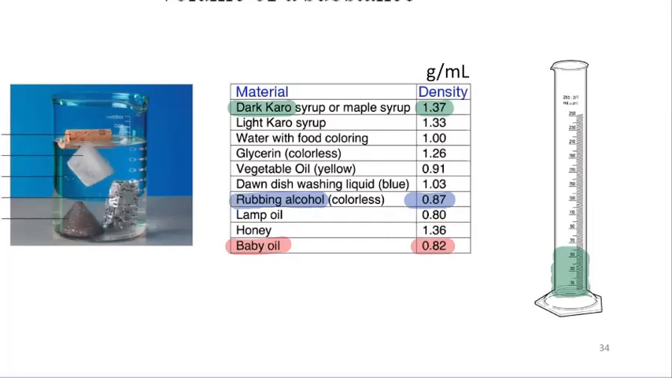What's the next substance that is going to stack on that? Great, the rubbing alcohol. Last one, what's going to be on top of that rubbing alcohol? Excellent, the baby oil. So as you can see here, if we have things stacked in a container, it's always going from less dense at the top to more dense at the bottom.